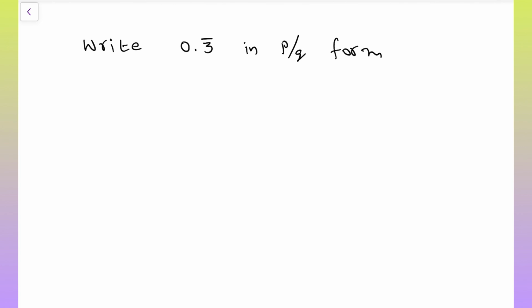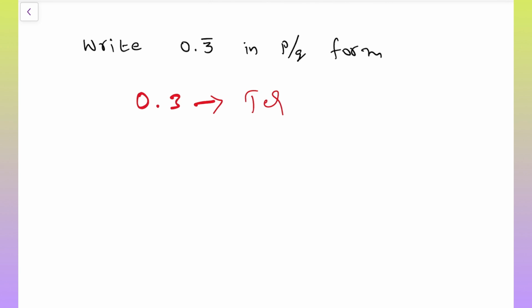In rational numbers, we will be having two types of decimals, right? One is terminating decimals and one is non-terminating repeating type of decimal. How to find the p by q form of a terminating decimal and of a non-terminating decimal, we will check once. 0.3 is there, for example. Now no bar, no dashes, nothing here. So 0.3 is a terminating type of decimal.